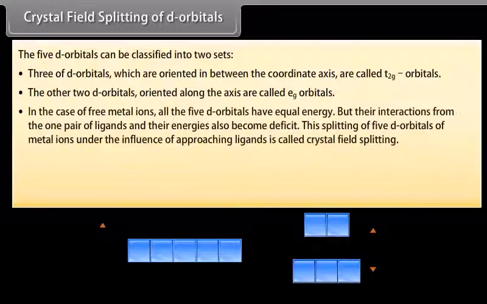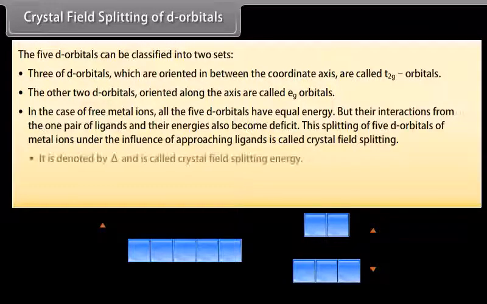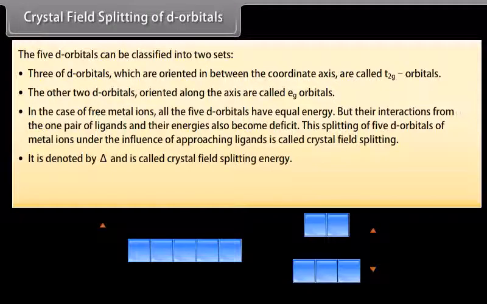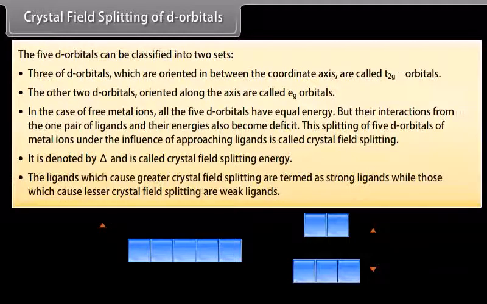In the case of free metal ions, all the 5 d orbitals have equal energy, but on interaction with a set of ligands their energies become different. This splitting of the 5 d orbitals of metal ions under the influence of approaching ligands is called crystal field splitting. It is denoted by delta and is called crystal field splitting energy. The ligands which cause greater crystal field splitting are termed strong ligands, while those which cause lesser crystal field splitting are weak ligands.